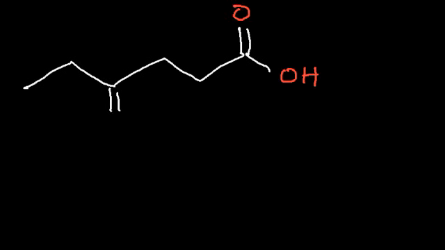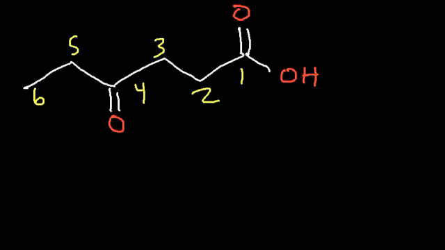Go ahead and name this compound. So which group has more priority? The ketone or the carboxylic acid? Which one has higher priority? The carboxylic acid is going to be part of the parent name. It has more priority than the ketone. So we're going to have to assign the carboxylic acid a number of 1.